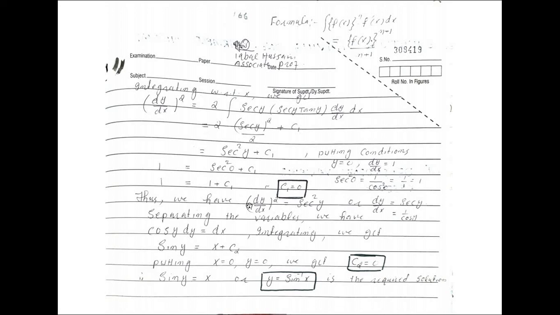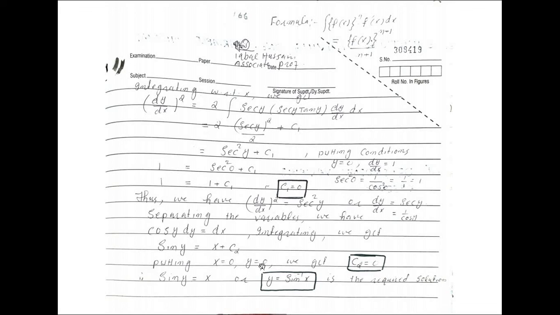अब यहाँ पे हम क्या करते हैं, टेकिंग स्क्वायर रूट, तो इसको हम इस तरह लिख सकते हैं। अब यहाँ पे हम क्या करते हैं, सेपरेट द वेरिएबल्स। वी हैव secant का मतलब है 1 ओवर cos y, तो इसको हम इस तरह लिख सकते हैं। नाउ इंटीग्रेटिंग, तो इंटीग्रल ऑफ cos y बराबर है sin y, इंटीग्रल ऑफ dx बराबर है x प्लस सम कांस्टेंट। Putting x 0, y 0, this is the initial condition.